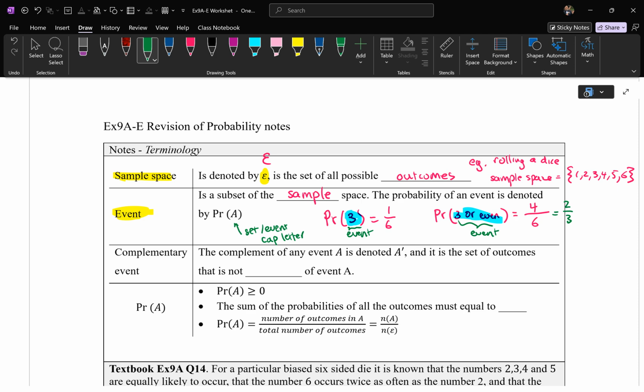All right, complementary event. Hands up. What's a complementary event again, if you remember? Yes, Ian. Like odd numbers. Not so much odd numbers. Every number that is not that. Very good. So it's every element or every outcome that's not the one that you're looking for. So the complement of any event is denoted with a dash, or a prime. And it is the set of outcomes that is not part of event A. So whatever the event that you were looking for, the complementary event is everything that's not that.